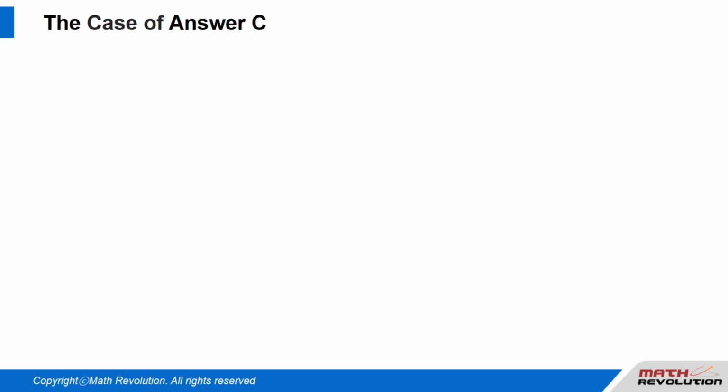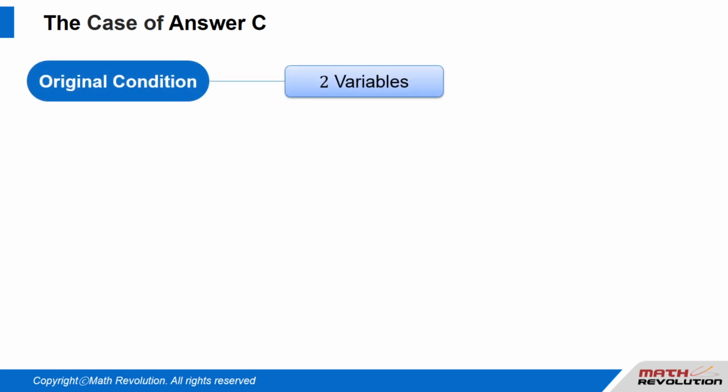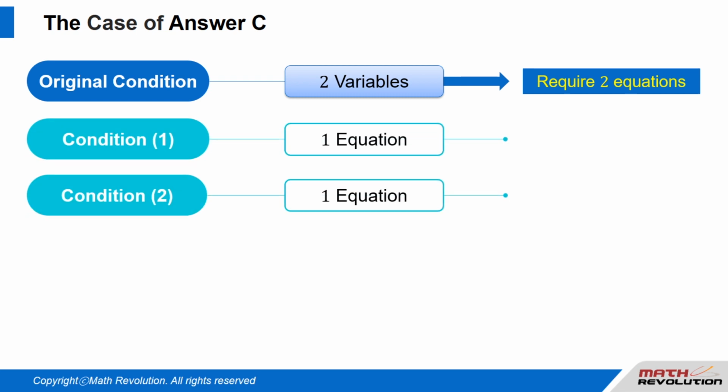The case of answer C. DS, 2 variables, question. 1. One equation. 2. One equation. DS question with 2 variables. Let's look at a DS question with 2 variables in the original condition. Now, 2 variables would generally require 2 equations to find the values of the variables. In other words, the original condition gives us 2 variables.